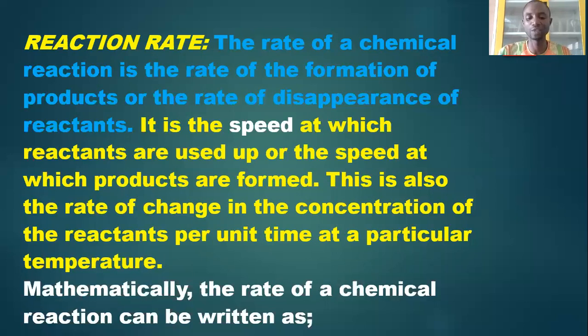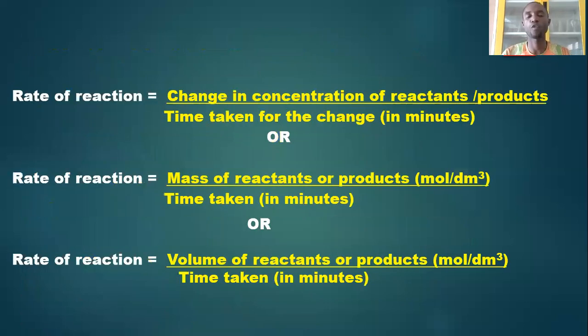Mathematically, it can be written this way. The rate of reaction can mean the change in concentration of reactant or products over the time taken for that particular change in minutes. The change in concentration of the reactant or product all over the time taken for such particular change to happen. Or we can take it as a mass of reactant or product in mole per dm cube all over the time also. Or volume of reactant or product mole per dm cube all over time taken. All of them, time is in minutes.